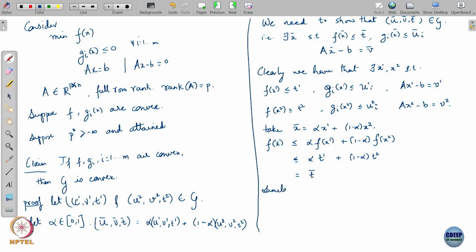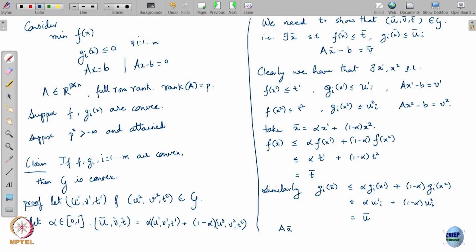Similarly, g_i of x bar is going to be less than or equal to alpha g_i of x1 plus 1 minus alpha g_i of x2, and that is less than or equal to alpha u_i1 plus 1 minus alpha u_i2, which is nothing but u bar, right?